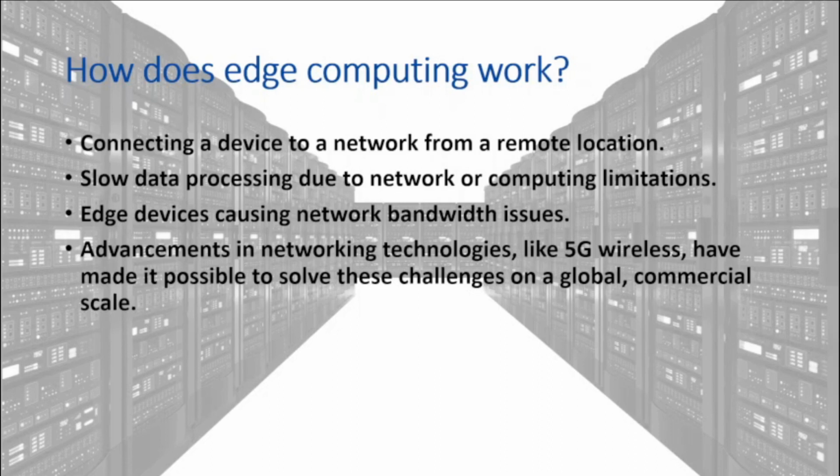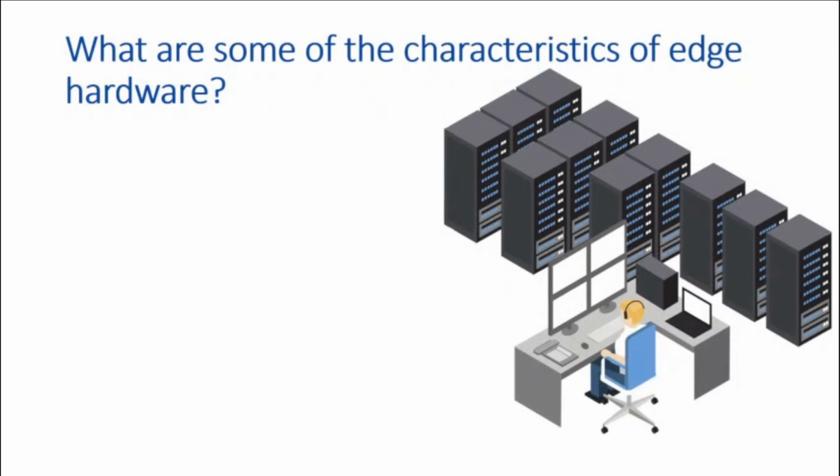So rather than the camera burdening the network 24 hours per day by constantly transmitting all of its footage, it only sends relevant video clips. This frees up the company's network bandwidth and computer processing resources for other uses. What are some of the characteristics of edge hardware?